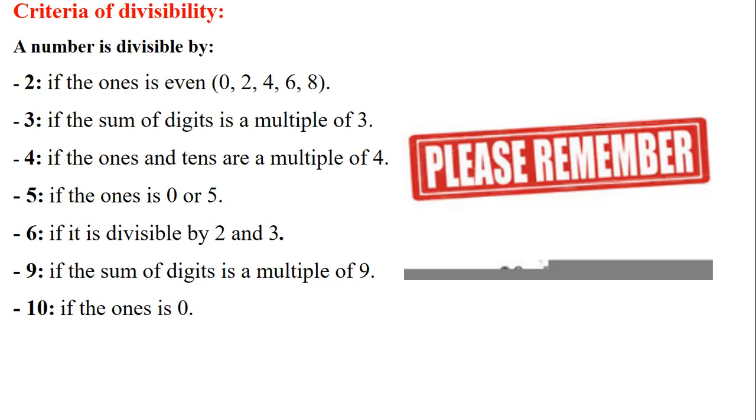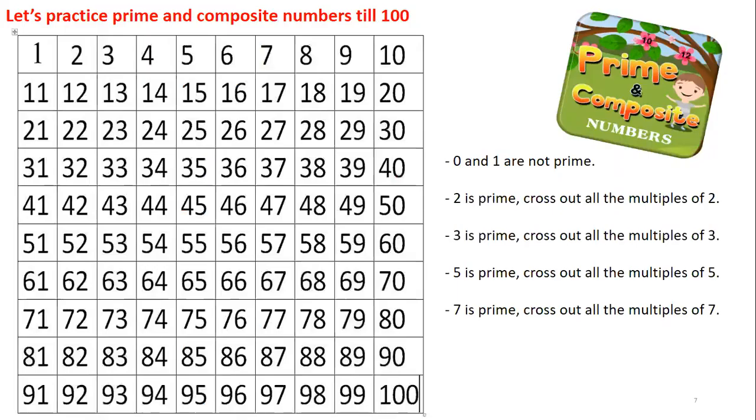So a number is divisible by 2 if the ones in this number is even, it's 0, 2, 4, 6, or 8. A number is divisible by 3 if the sum of digits, if we add the digits of this number and the sum is a multiple of 3. By 4 if we look at the ones and tens and they are a multiple of 4. By 5 if the ones in the number is 0 or 5. By 6 if the number is divisible by 2 and 3. By 9 if the sum of digits is a multiple of 9. By 10 if the ones in the number is 0.